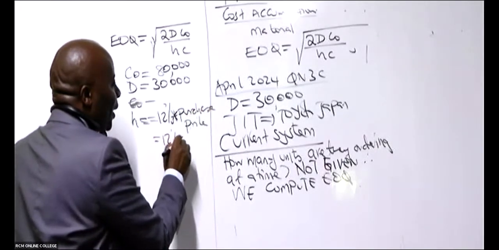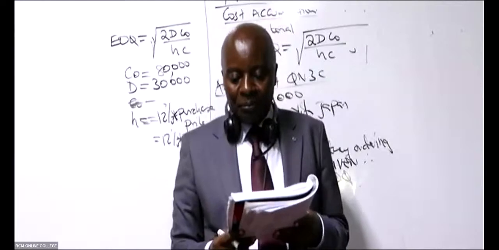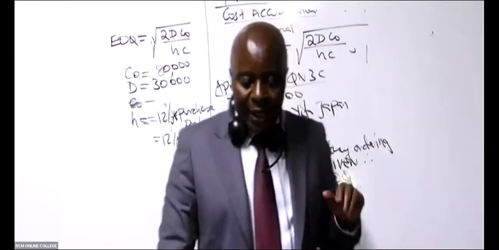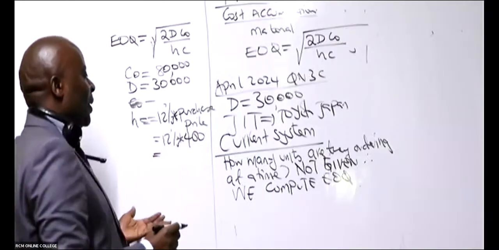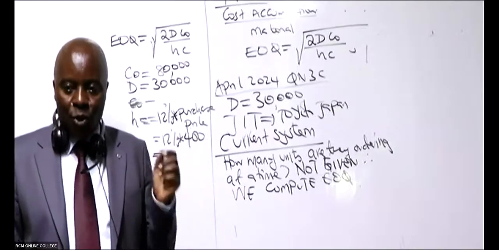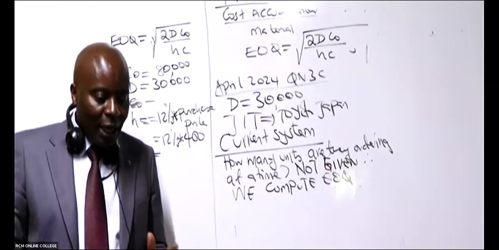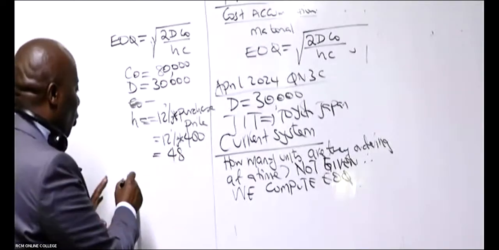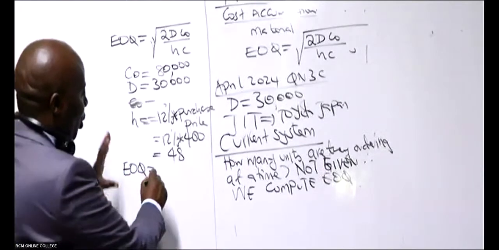So it will be 12% times the purchase price. Have they given us the purchase price in this question? It is 400. So 12% times 400. Remember, 12% is the same as 0.12, which will end up giving us what figure? They're giving me 48 here. And therefore, I can now comfortably give my examiner the EOQ.